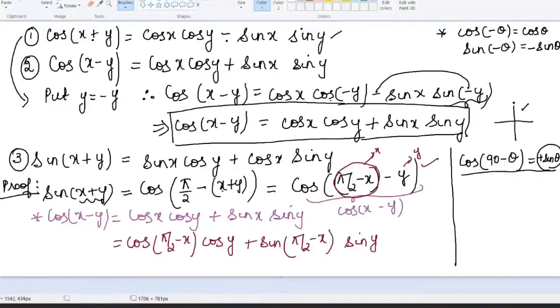Now, you know cos 90 minus theta is sine theta. So here you are getting cos of pi by 2 minus x equal to sine x cos y. Then, what is sine 90 minus theta? Sine 90 minus theta is also first quadrant, so sine is plus, and 90 lies on the standing line, so therefore it is cos theta. So therefore we have plus cos x sine y. We reach the answer, isn't it? So we have cos x minus y. Using the formula, sine x plus y is sine x cos y plus cos x sine y.